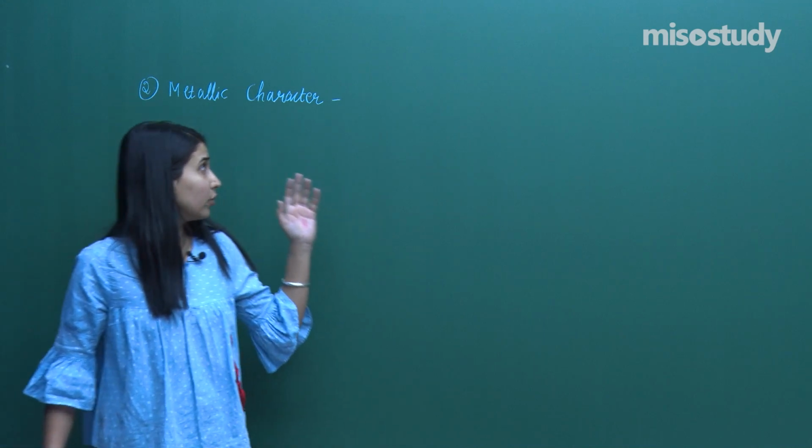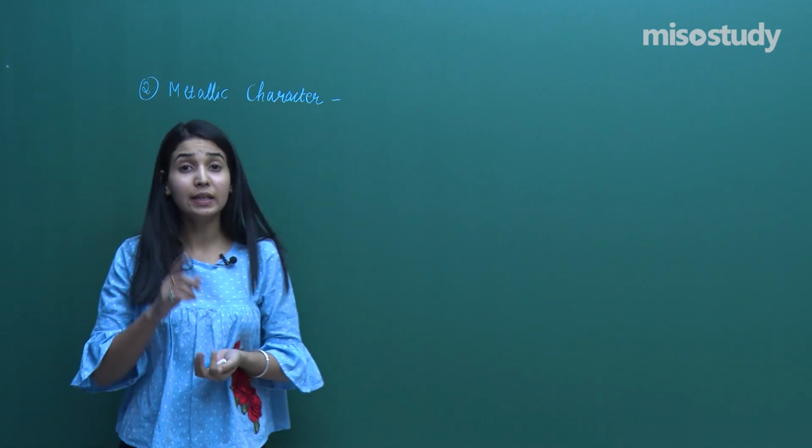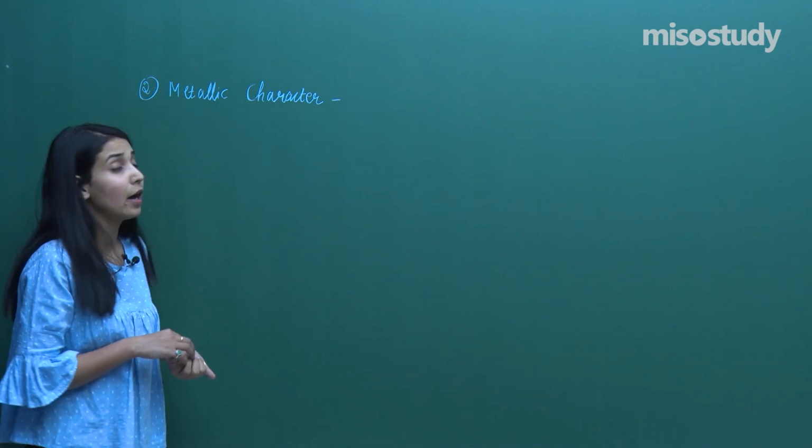So now just note down, if I start with writing the metallic structure, I say they have a metallic character.